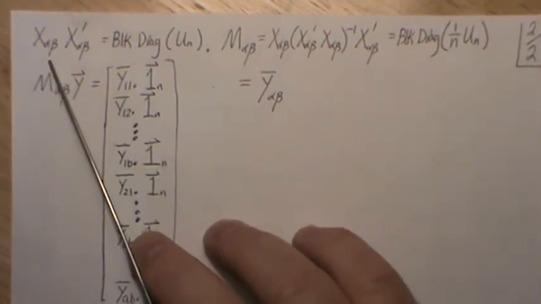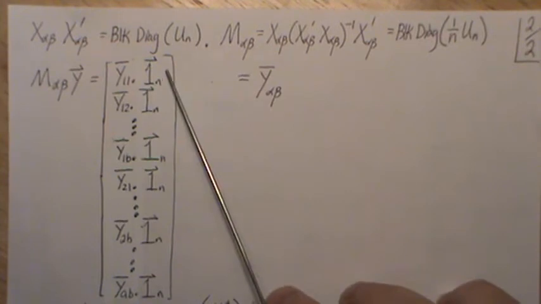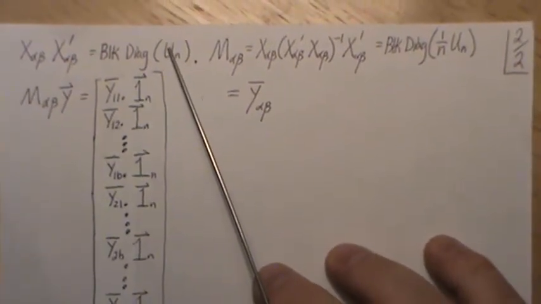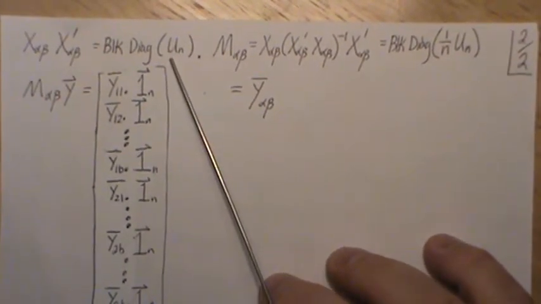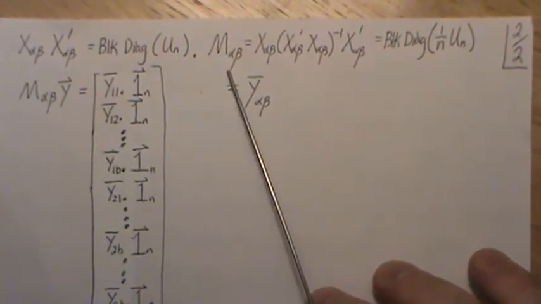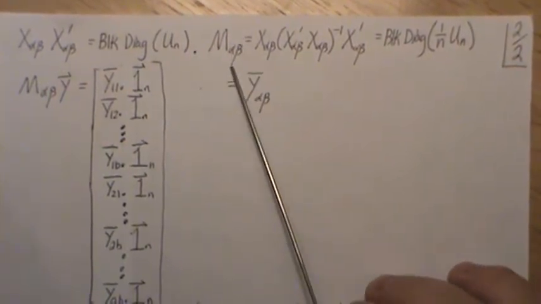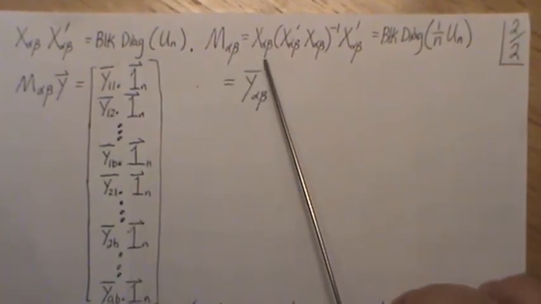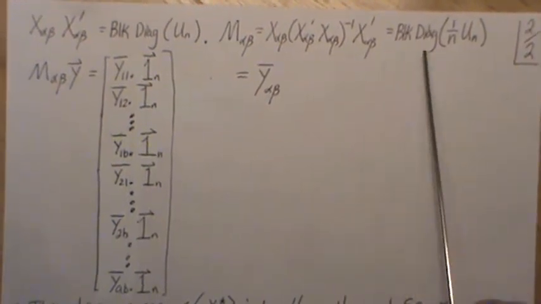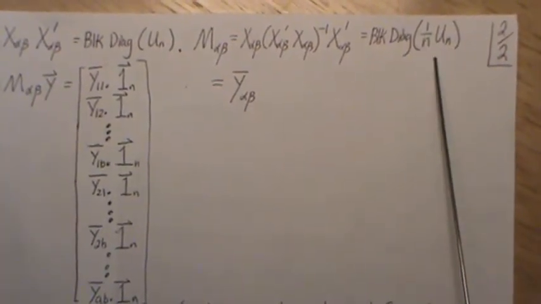And if you look at X alpha beta times X alpha beta transpose, it creates a block diagonal matrix of Jn. Now Jn is a square matrix of all ones of size n. So that means M alpha beta, the perpendicular projection matrix onto the column space of X alpha beta, defined like this, is actually a block diagonal matrix of 1 over n times Jn.